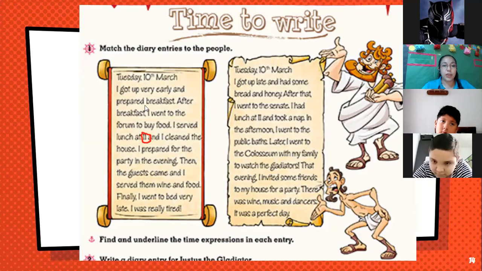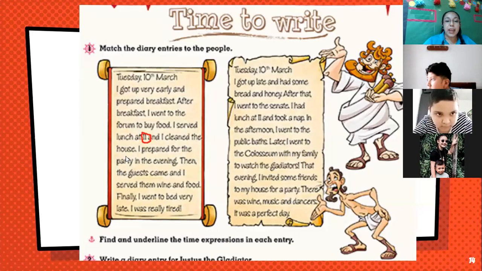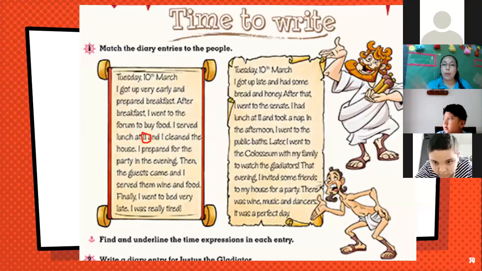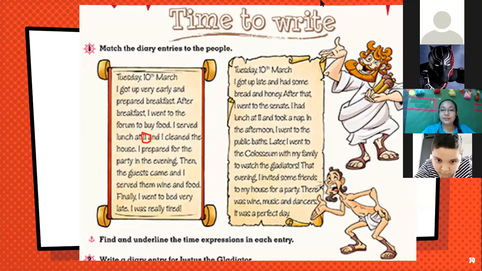Let me check the information. I got up very early and prepared breakfast. After breakfast, I went to the farm to buy food. I served lunch at 2 and I cleaned the house. I prepared for the party in the evening. Then the guests came and I served them wine and food. That means this person developed a lot of activities. Yes. Okay, Carlos, tell me. The first is slave and the second is emperor. Okay, thank you very much.